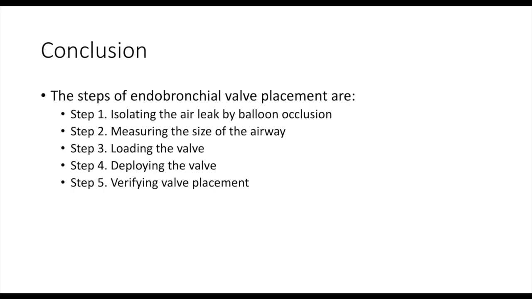In conclusion, the 5 steps of placing endobronchial valves are isolating the air leak by balloon occlusion, measuring the size of the airway, loading the valve, deploying the valve, and verifying valve placement.